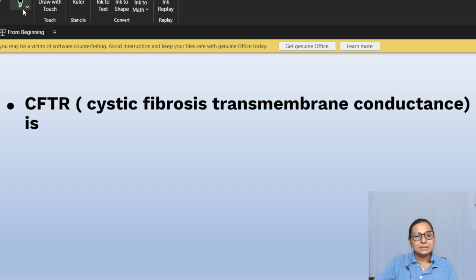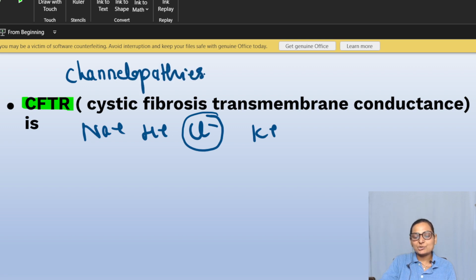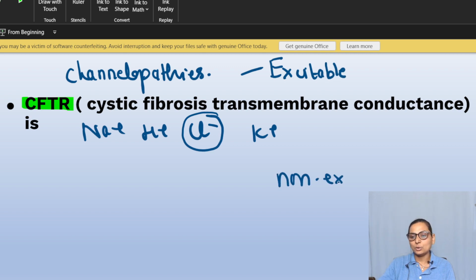Next one, cystic fibrosis is associated with mutation of which channel? Different options might be given to you, could be sodium, hydrogen, chloride, potassium and so on. So remember that cystic fibrosis, that is CFTR, is associated with mutation of the chloride channel. Now this comes into the category which we call channelopathies. Whenever there are mutations in the channels, they are categorized as channelopathies. These can be excitable channelopathies and non-excitable channelopathies.